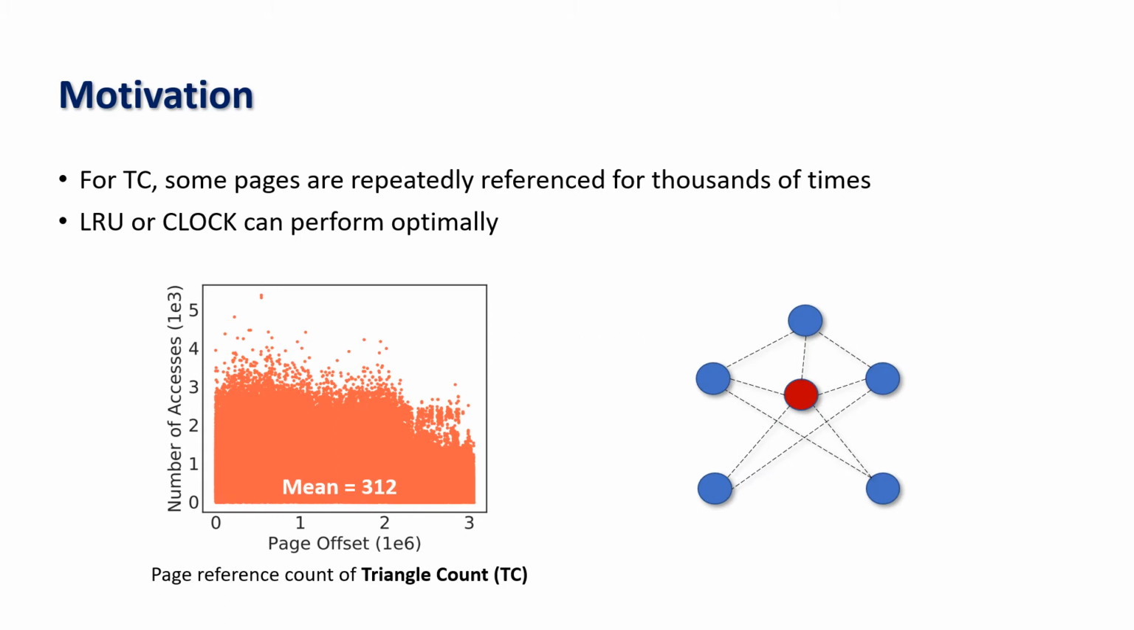On the other hand, for triangle counting, the number of accesses tends to be concentrated on some pages. This is because vertices with many edges, like the red node, will be referenced more than others while checking for potential triangles. Depending on the edge distribution inside the graph dataset, LRU or clock can perform optimally.